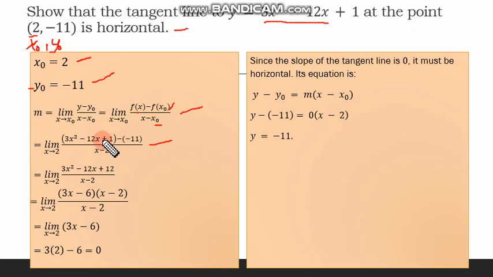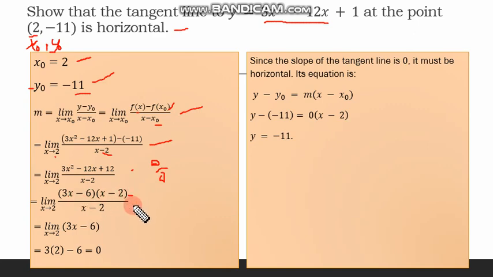Limit of the function 3x squared minus 12x plus 1 minus the f of x sub 0, which is negative 11, over x minus the x sub 0, which is 2, as x approaches the x sub 0, or 2. So this is indeterminate form, 0 over 0 once again. So let's get the actual value of the limit by, in this case, factoring. So 3x squared minus 12x plus 12, the factor for that is 3x minus 6 times x minus 2.